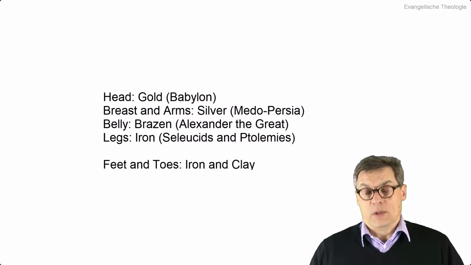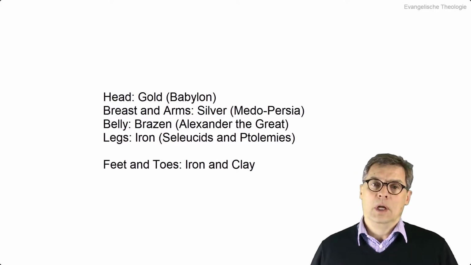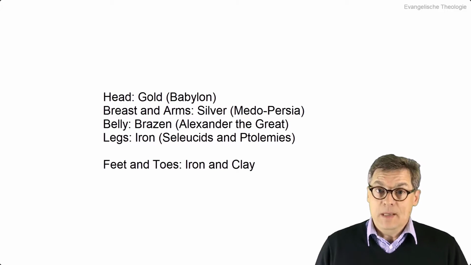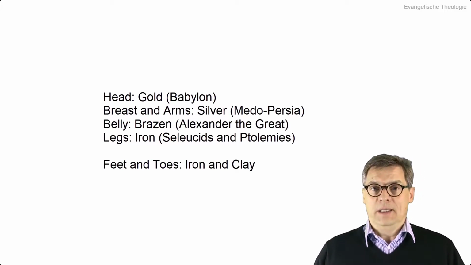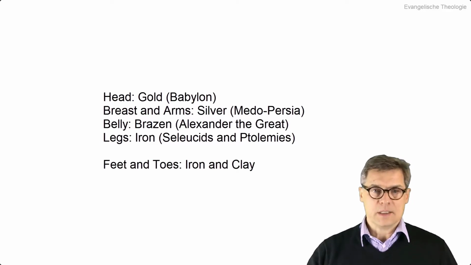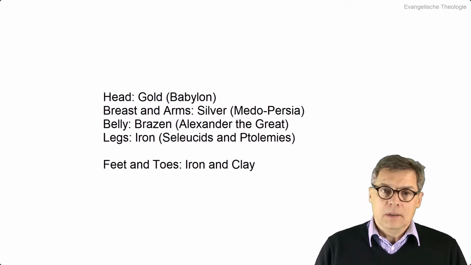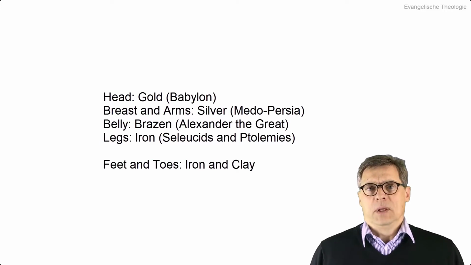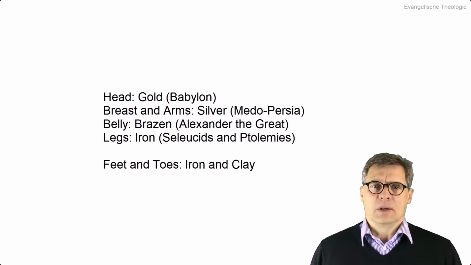And then we come to the feet and toes, which consist of the same conglomerate. Feet and toes are both iron mixed with clay. On the one hand, this is a strong, and on the other hand, a weak empire. They will mingle in a human way, but they will not stick together. That is, just as clay cannot be mixed with iron, so too is this kingdom on the one hand strong, and on the other hand a weak kingdom.